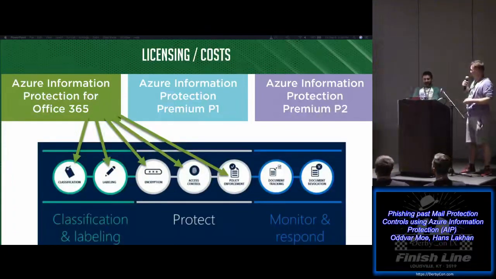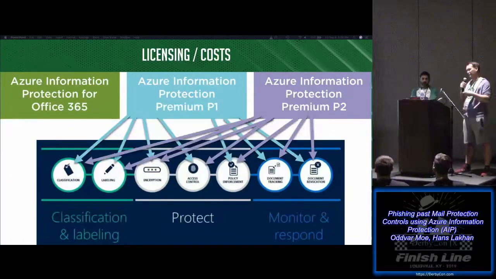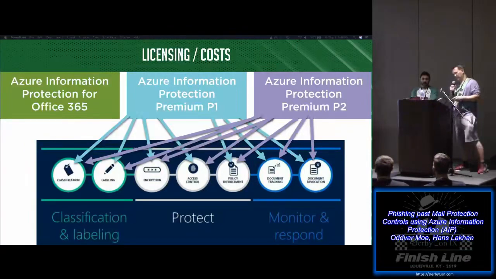All right. In terms of licensing and costs, there are basically 3 levels. You have the standard you get with a normal Office 365 license. I'm not a license expert, but basically this is what you get if you have the normal E3 license with Office 365. You get all the way up to document tracking and revocation. You don't get those last features unless you have Premium 1 or Premium 2. So if you want tracking, you need the premium editions.